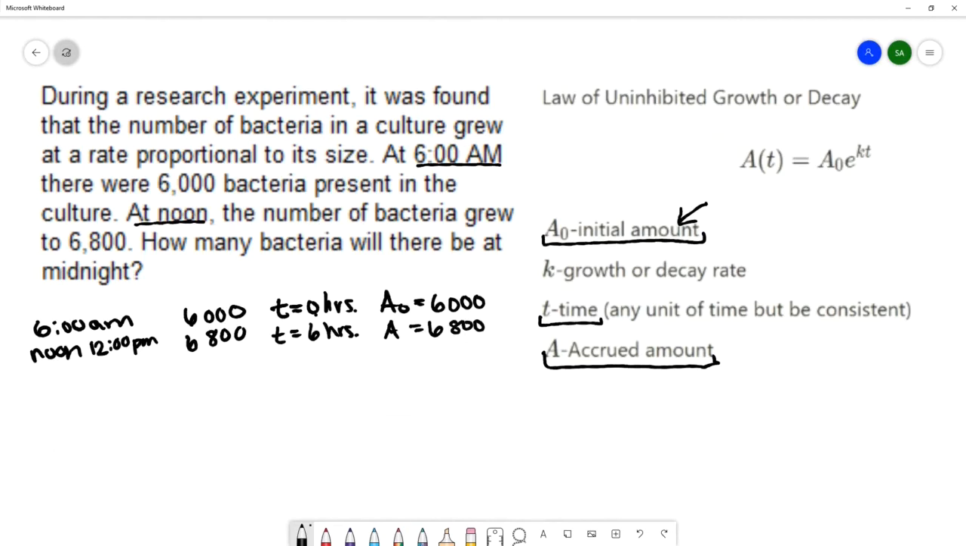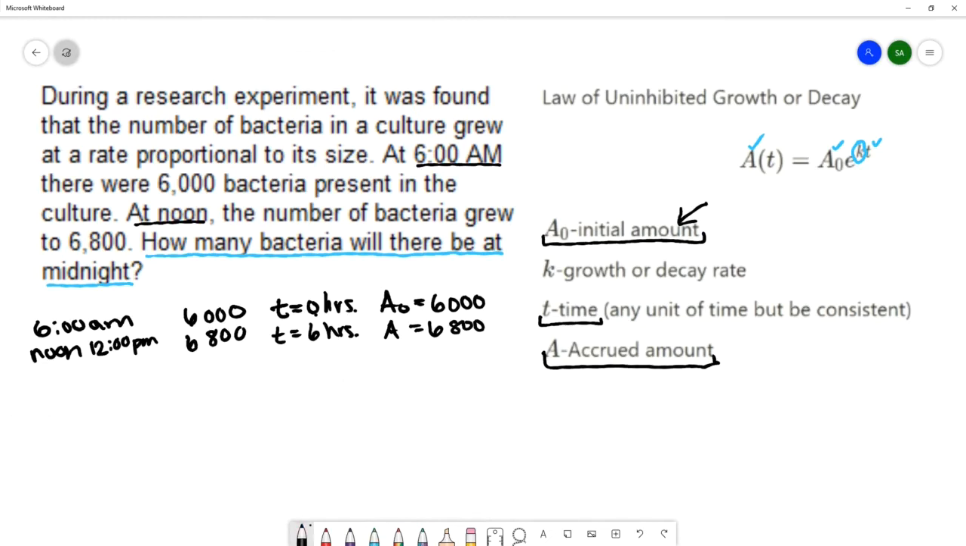6,800. So based on this and looking at our formula, we have values of time, we have values for A naught, and we have values for A. So this information is going to allow me to figure out the value of k, the growth rate of this bacteria. And once we figure out the growth rate, we'll be able to answer the question they're asking us: how many bacteria will be there at midnight? So let's start by finding that value of k.